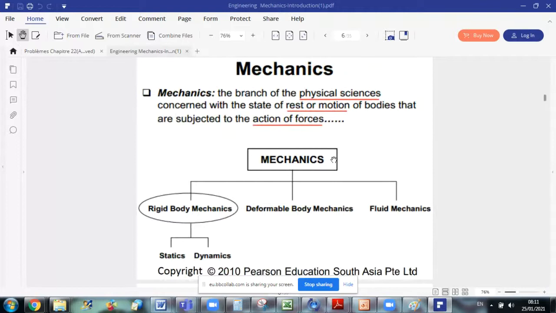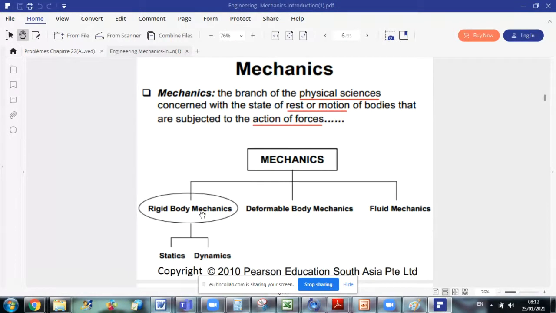Now, we will deal mainly with mechanics in this course, which is a part of the physical sciences concerned with the state of rest or motion of bodies that are subjected to the action of forces. Mechanics is very wide, and you have several topics. You have mechanics dealing with rigid bodies, you have mechanics dealing with deformable bodies, and we have fluid mechanics. So in this course, we will deal with the first part, rigid body mechanics, which will consider only non-deformable bodies. So we neglect any deformation.